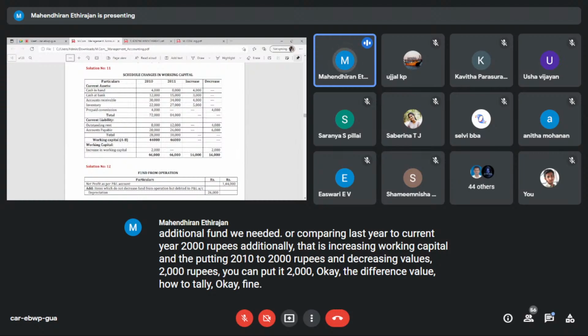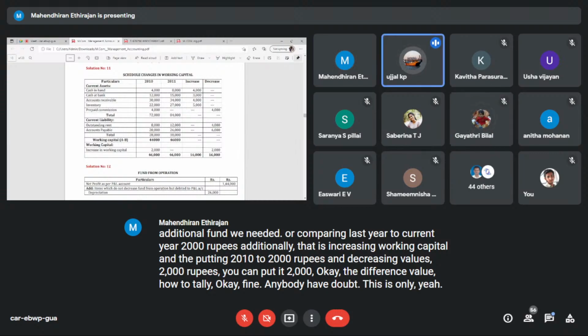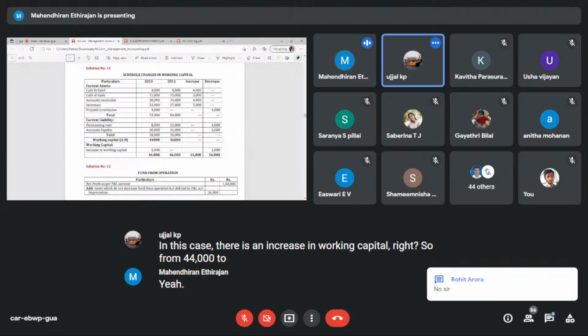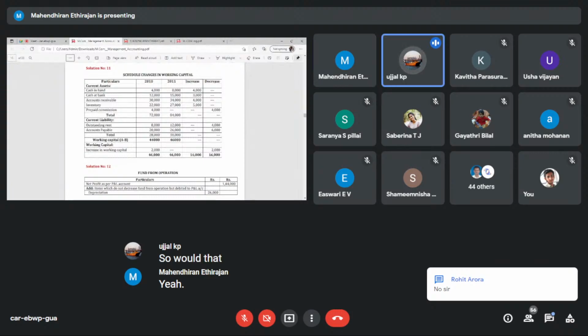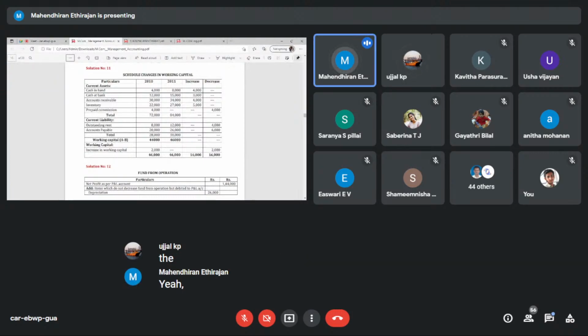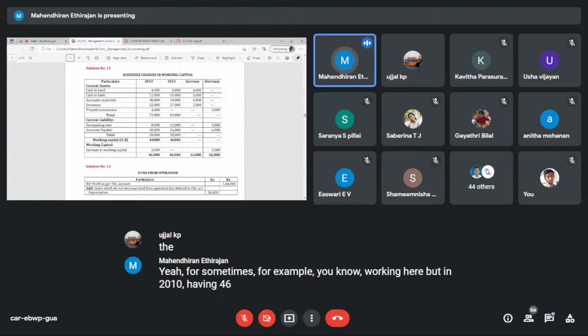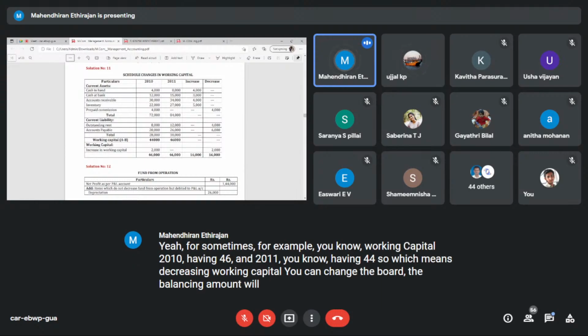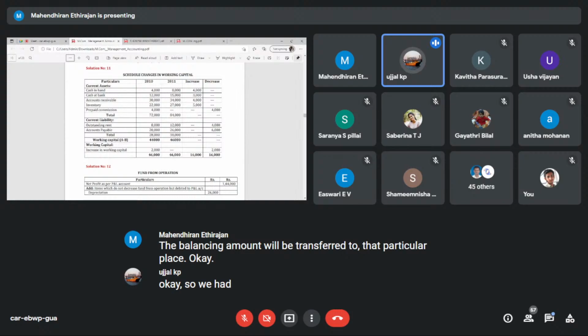Okay, fine. Anybody have doubt? In this case, there is an increase in working capital, right? So from 44,000 to 46,000. Yes, of course. Sometimes, for example, working capital in 2010 is 46, and in 2011 it is 44, which means decreasing working capital. You can change that word, and the balancing amount will be transferred to that particular place. Okay? So we have to balance these. That is the main purpose.